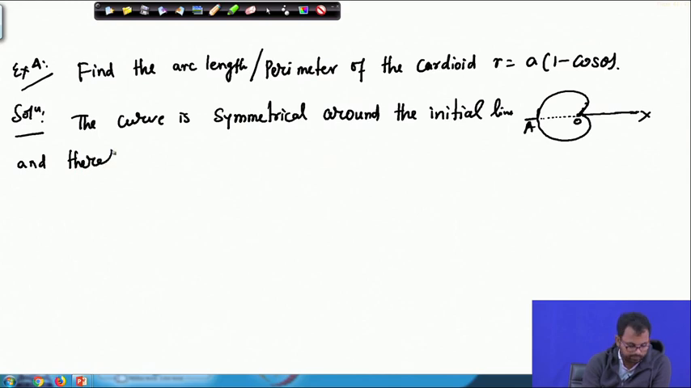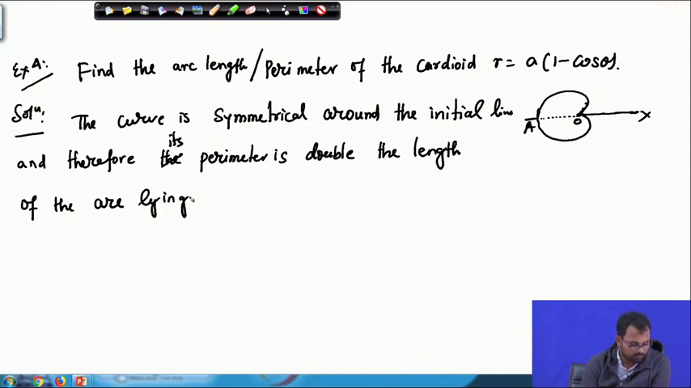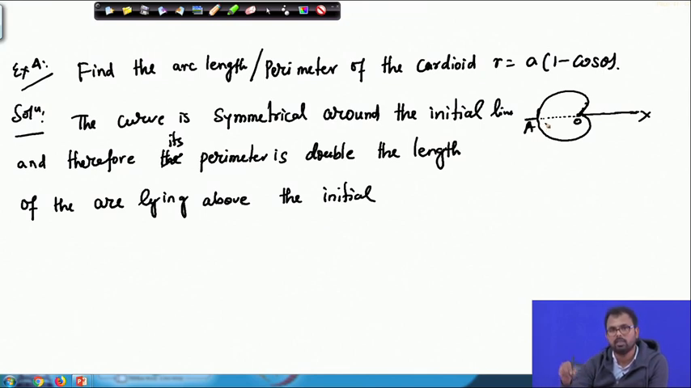and therefore the perimeter is double the length of the arc lying above the initial line. So we just calculate the arc length above the initial line, and we multiply it by 2, and that will give us the perimeter or the entire arc length of the cardioid.